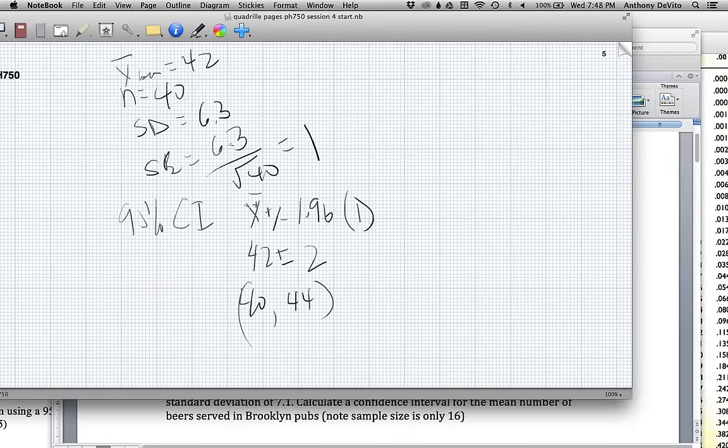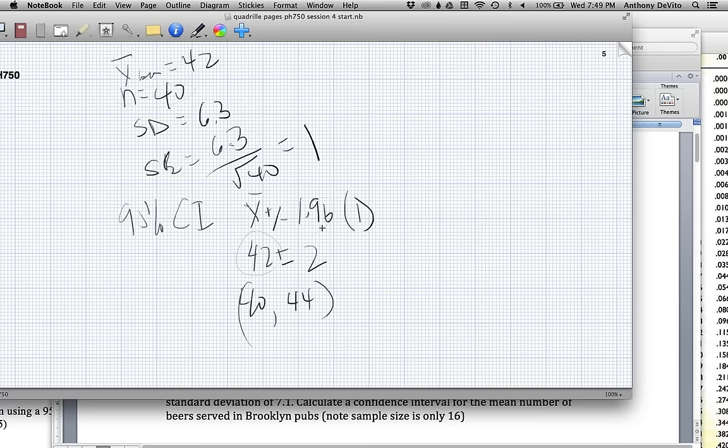X bar is 42. That's the average number of beers that the pubs in our sample carried. Okay. And then I'm going to multiply 1.96 times the standard error, which we calculated to be 1. I'm rounding the 1.96 to 2 for our purposes. So it's 42 plus or minus 2. So what I'm saying is, I'm 95% confident that the true population mean for the number of beers carried by pubs in New York City is between 40 and 44.